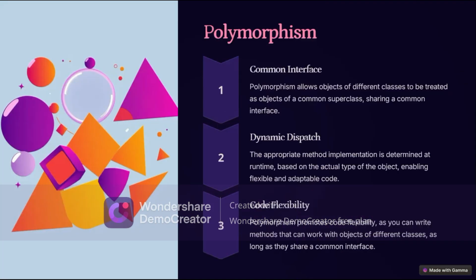Polymorphism. Here is a common interface, as I just told you. Polymorphism allows objects of different classes to be treated as objects of a common superclass, sharing a common interface. Dynamic dispatch: the appropriate method implementation is determined at runtime based on the actual type of the object, enabling flexible and readable code. Then we have code flexibility. Polymorphism promotes code flexibility, as we can write methods that work with objects of different classes as long as they share a common interface.